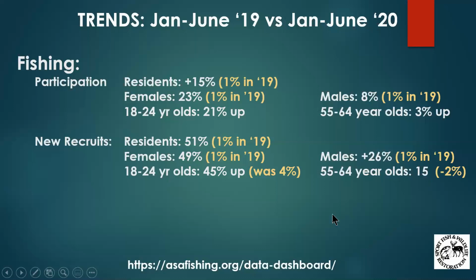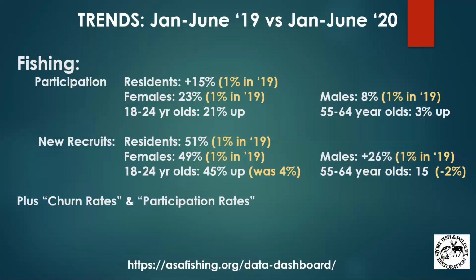So that was nice. So you could theorize that they're buying a license to get out with their kids or their grandkids. Could be true. There's a lot of speculation we could talk about, but more research will be conducted to get those answers. And just like hunting side, there's churn rate information, participation rate information in the dashboards. Churn rates you will only see in the year-end dashboard, which you can access.